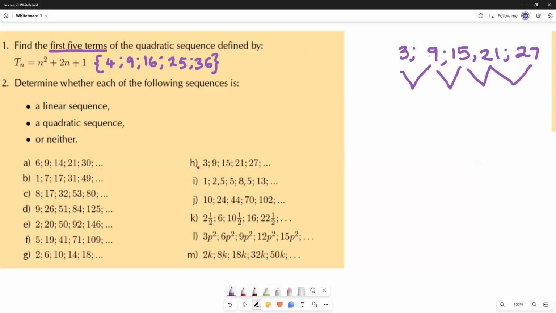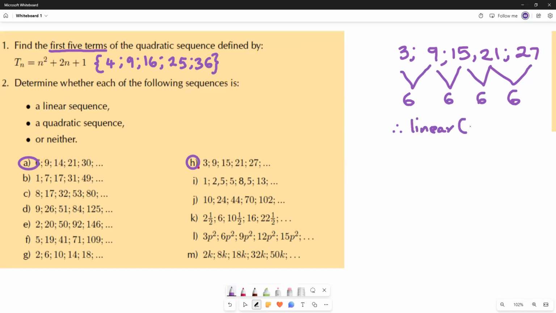Our first difference is going to be 9 minus 3, which is 6. Then 15 minus 9, which is, how much is it going to be? It's 6. Oh, I'm doing H actually. Okay, that's fine. So I did A, I'm doing H now. This minus that is going to be 6. This minus that is going to be 6. I'm sure, ladies and gents, that you can therefore see that this pattern is a linear pattern.